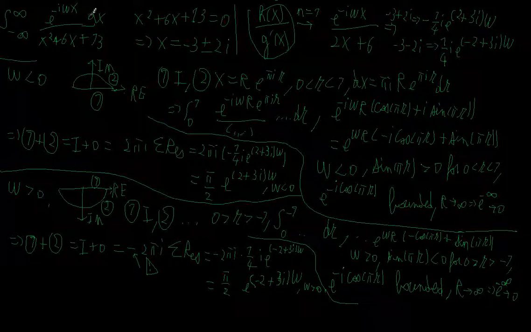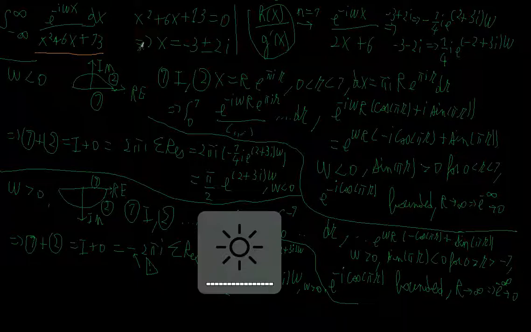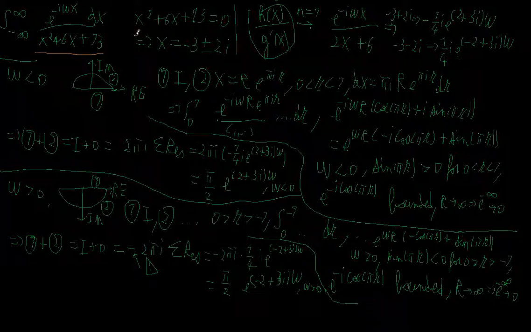So I want to take the Fourier transform of the function 1 over x squared plus 6x plus 13, okay? And I want to do it using the residue theorem. So again, the first thing I will do is find my poles. So set the denominator equal to 0, and then solve for x. So I get x is equal to minus 3 plus or minus 2i.